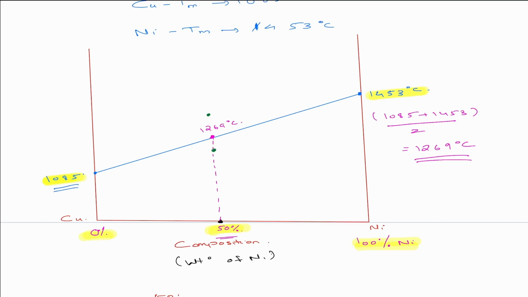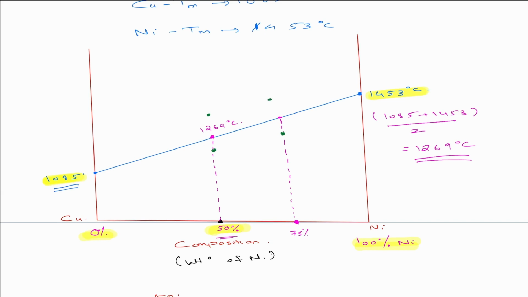Now let us take 75% nickel, which is somewhere here. I'm marking here 75% nickel, and the remaining 25% is copper. So what will be the melting? What are we expecting? We're expecting it to be somewhere here, isn't it? But actually it was not like that. When the experiment was done, it started melting slightly below, and it continued to melt slightly above that.